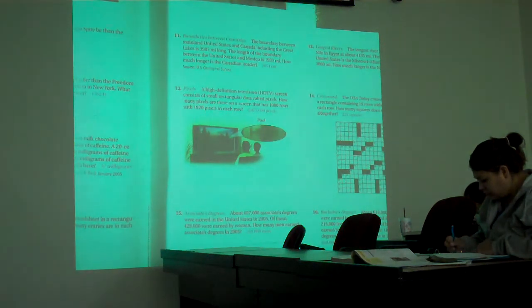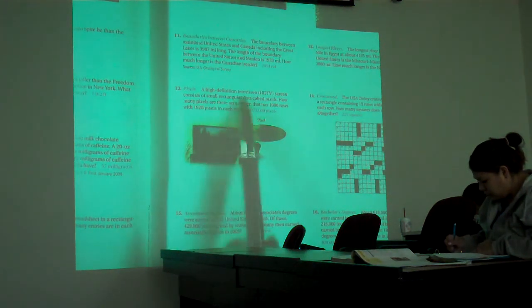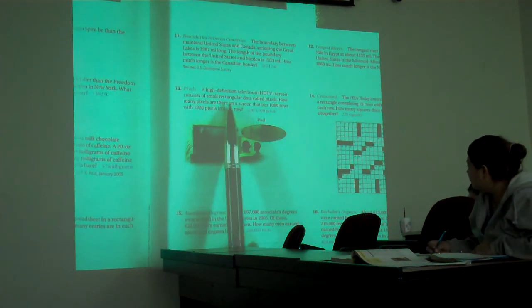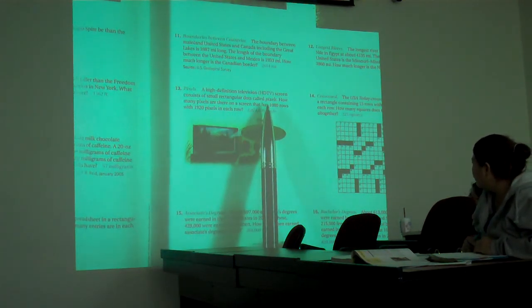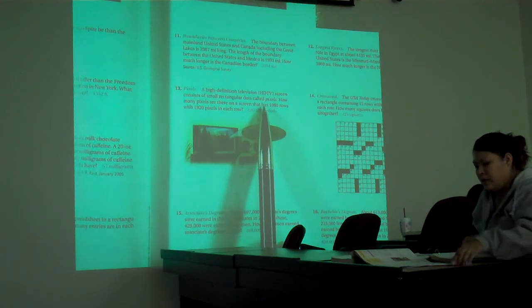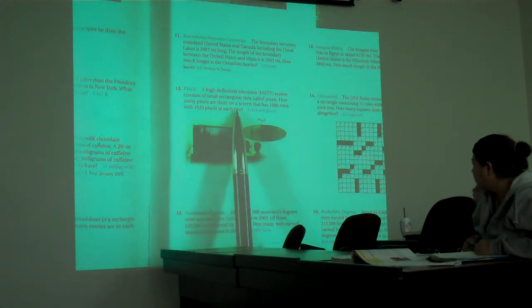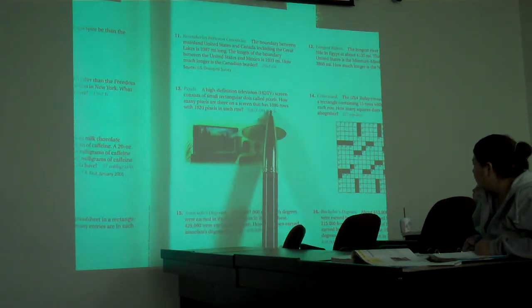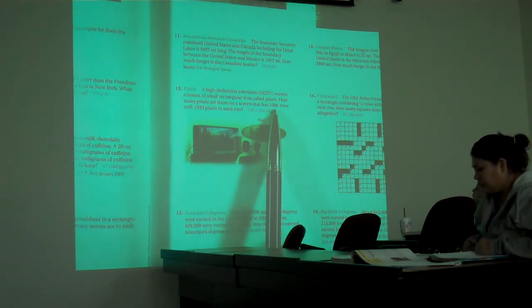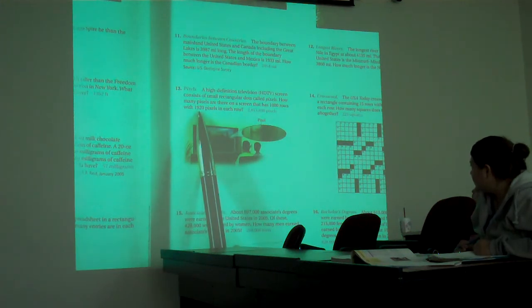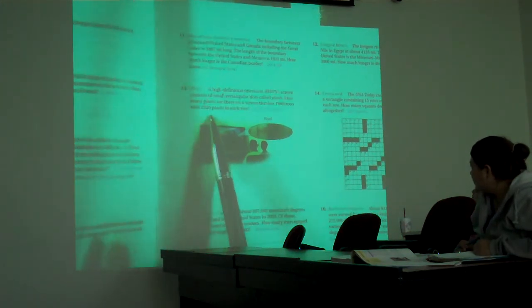High definition television or HDTV screen consists of small rectangular dots called pixels. There's no reason you have to write that on your problem, right? How many pixels are there on a screen that has 1080 rows with 1920 pixels in each row?